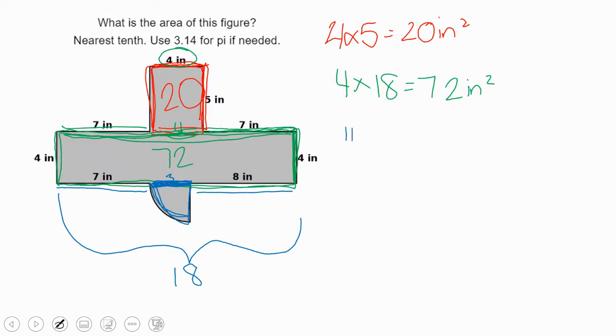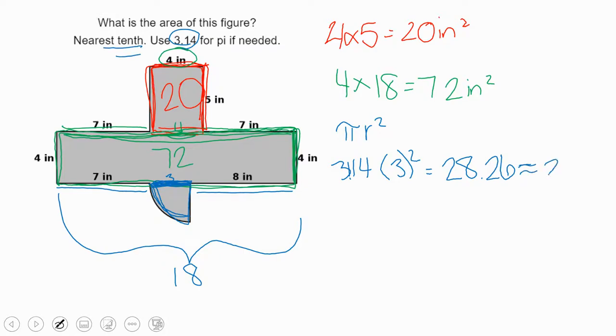So the area is pi r squared. So that's 3.14 times 3 squared. Okay, so 3.14 times 9 is going to give you 28 and 26 hundredths. We round to the nearest tenth. So it's 28 and 3/10.